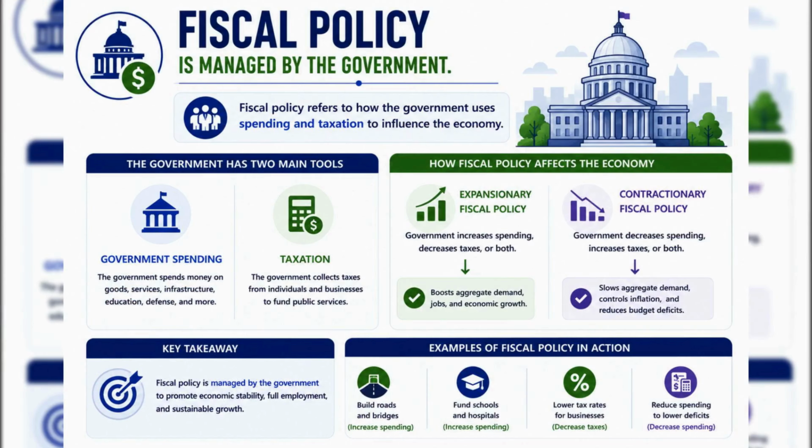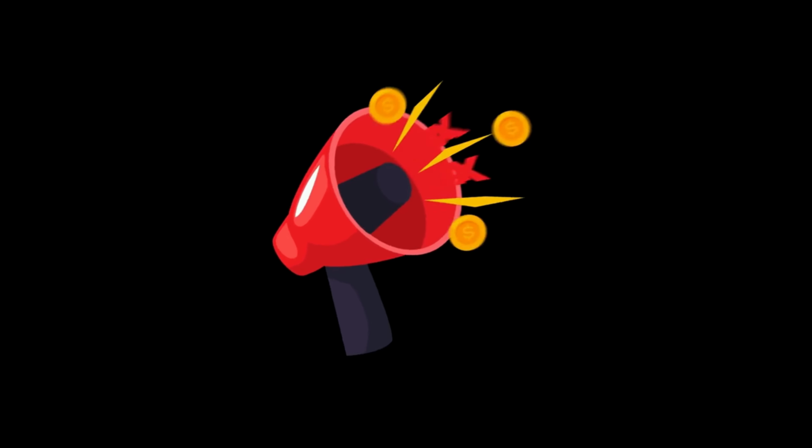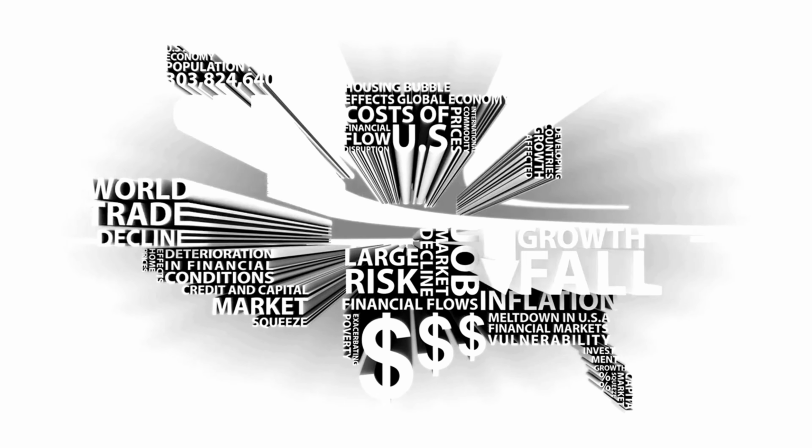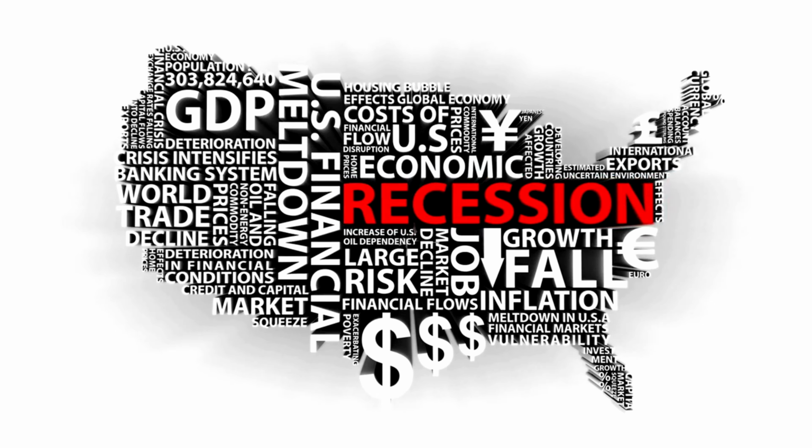Fiscal policy is managed by the government. It involves adjusting tax rates and government spending to influence the economy. During a recession, a government might lower taxes or increase spending on infrastructure to inject money directly into the ecosystem and stimulate growth.